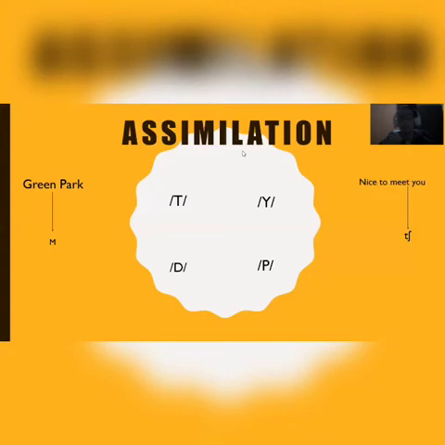Another example is, for example, nice to meet you. Nice to meet you. The T sound is not pronounced, but the Y sound becomes another sound. Nice to meet you. That's it. Basically, when we have a word or many words that end in a consonant and it meets another consonant, they create a new sound.